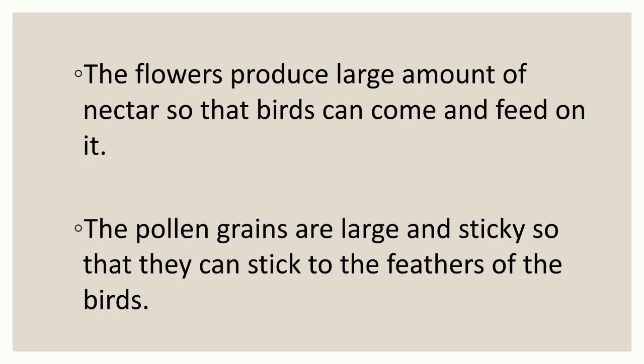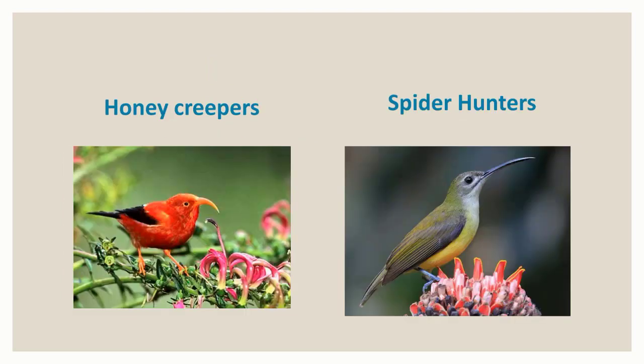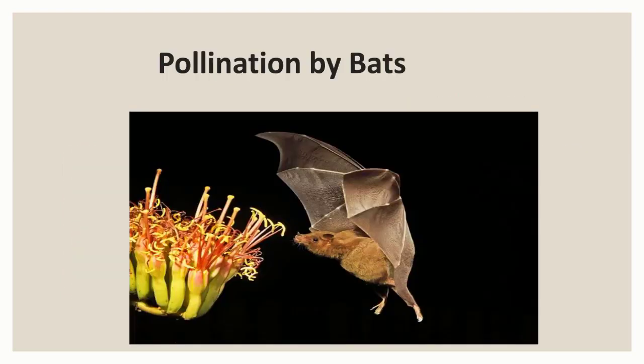The flowers produce large amount of nectar so that birds can come and feed on it. The pollen grains are large and sticky so that they stick to the feather of the birds. The examples of the bird pollinators are hummingbirds, sunbirds, honey creepers, and spider hunters. The process of pollination can also occur with the help of bats.